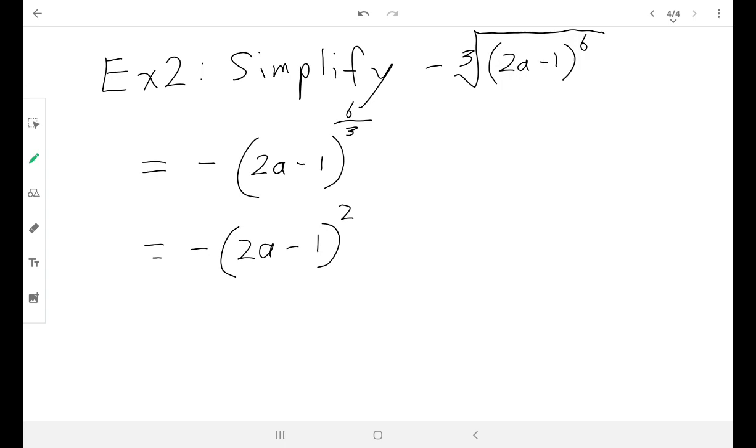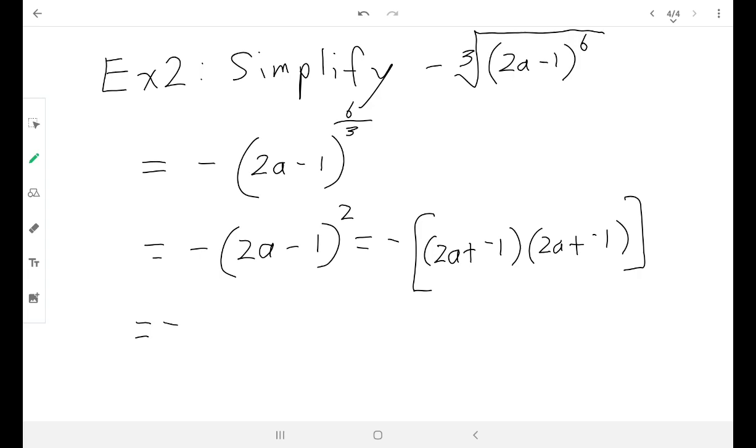Now, what you cannot do is distribute here for the negative. Just leave that negative out in front. This is a perfectly good answer right here. Now, if we really wanted to, we could say, okay, that's the negative of 2a minus 1, or plus negative 1, times 2a plus negative 1 again. That's what 2a minus 1 squared means. And I could do the distribution on that.